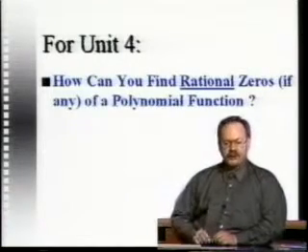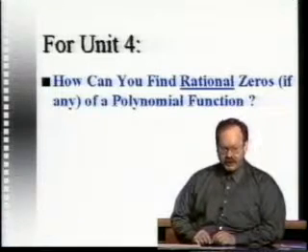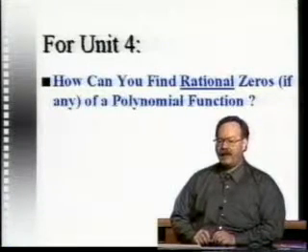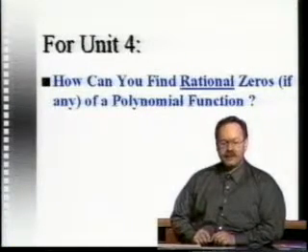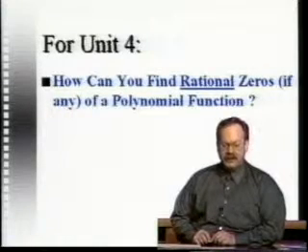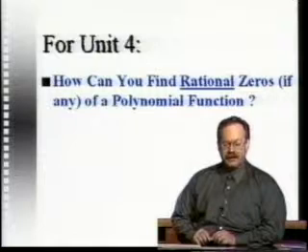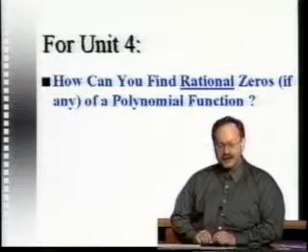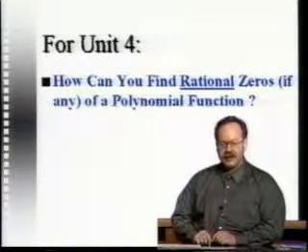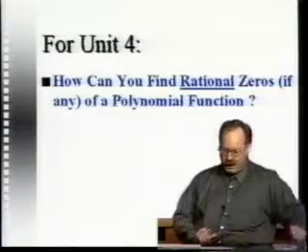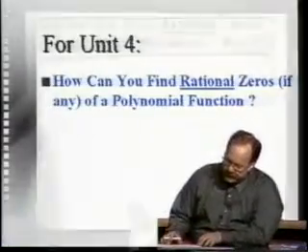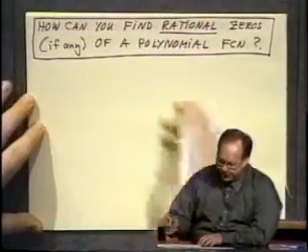Now, this segment is one for Unit 4, and it has to do with finding certain kinds of zeros of a polynomial. How can you find rational zeros, if any, of a polynomial function? The reason it wasn't in Unit 4 proper is because it's a really specialized technique that's not very useful in general, although it's nice and mathematically interesting, so I thought I'd put it in here so that you'll see how it works.